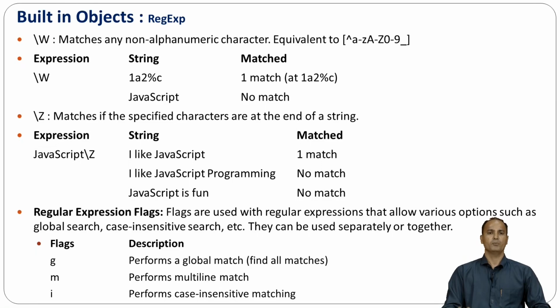Capital W matches any non-alphanumeric character, like this. In the first example there is a single match for the percentage sign, while in the second there is no match.